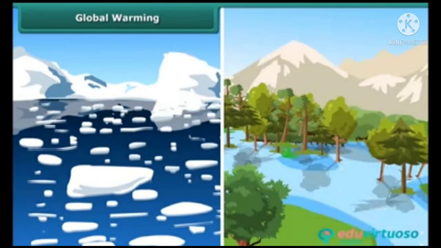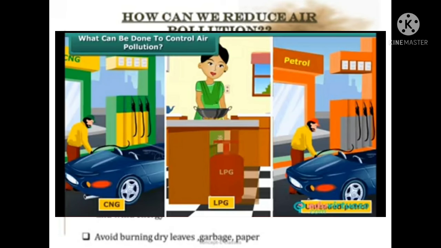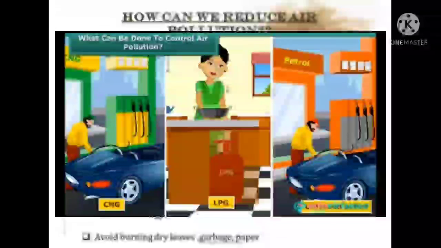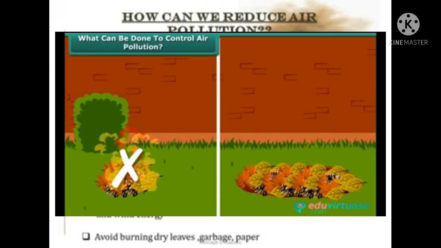This results in the melting of polar glaciers, which leads to a rise in the sea level causing floods in the coastal areas. So we can reduce air pollution by planting trees and nurturing the ones already present in the environment, switching to fuels like CNG and unleaded petrol, and using alternative sources of energy such as solar energy, hydropower and wind energy. Avoid burning dry leaves, garbage, paper, etc. Instead, we put them in a compost pit.